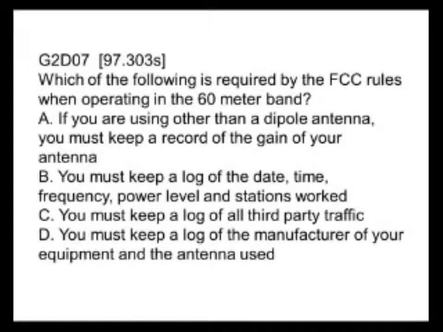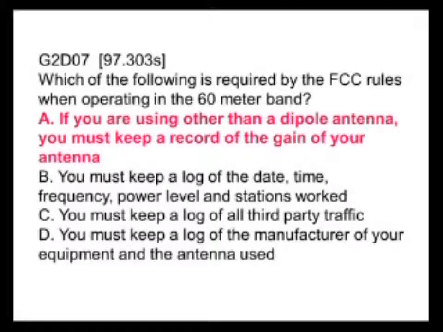Which of the following is required by the FCC rules when operating in the 60-meter band? The 60-meter band has a power limitation that's now increased to 100 watts of effective radiated power. That's different than the power limits on any of the other bands. And what that means is if you're using an antenna that has gain, you have to allow for the gain of the antenna in evaluating your power.